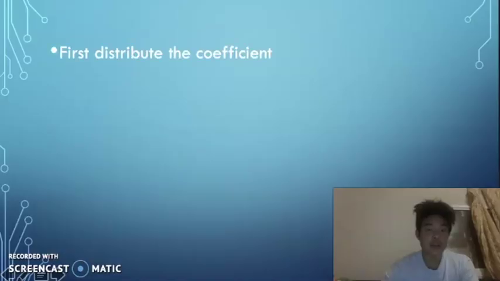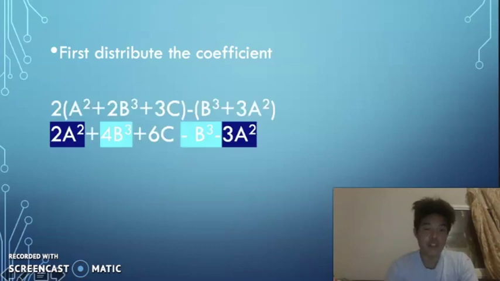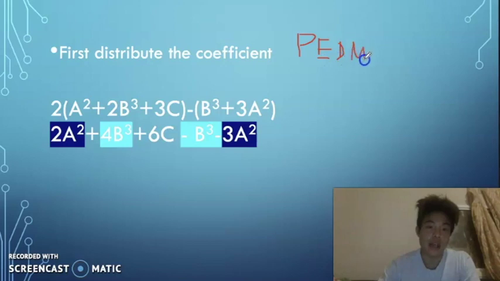Alright, so for this problem, you want to first distribute the coefficient, but let's look at the problem as a whole. I was saying that you want to use the order of operations, so let's remind ourselves what the order of operations is. The way we remember is using the acronym PEDMAS, right? So we have parentheses, exponents, divide, multiply, add, and subtract. Okay, so let's look inside the parentheses first.